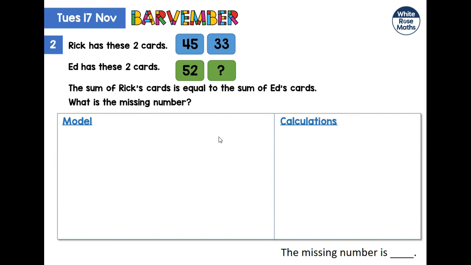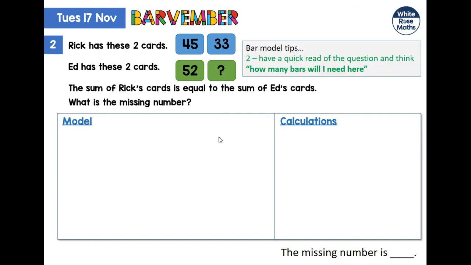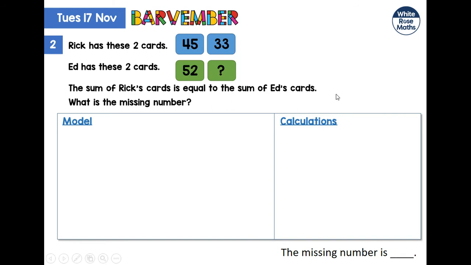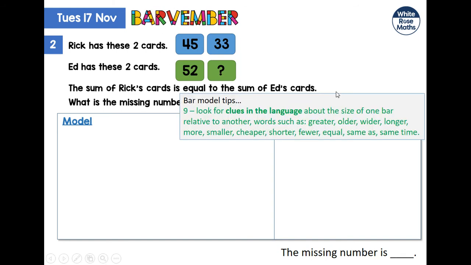Question 2. Start as usual. How many bars do I need? Okay, well, I think this is going to be about Rick and Ed, so I'm going to have 2 bars. They've each got 2 cards, so maybe there are 4, but I think there are 2. And the little picture here is giving me a clue that I'm going to have 1 bar for Rick and 1 bar for Ed.